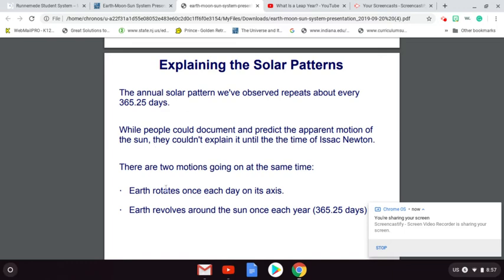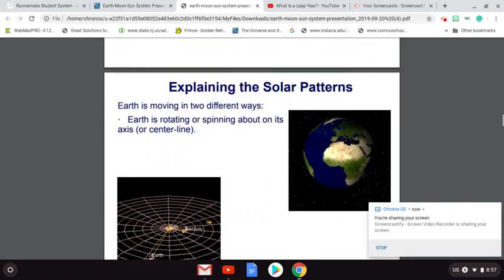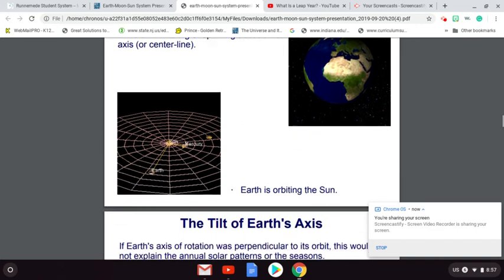Rotates is what happens when the Earth rotates on its axis and takes 24 hours. When the Earth is going around the sun, we call that revolving, and that takes 365 days. You need to memorize the differences.